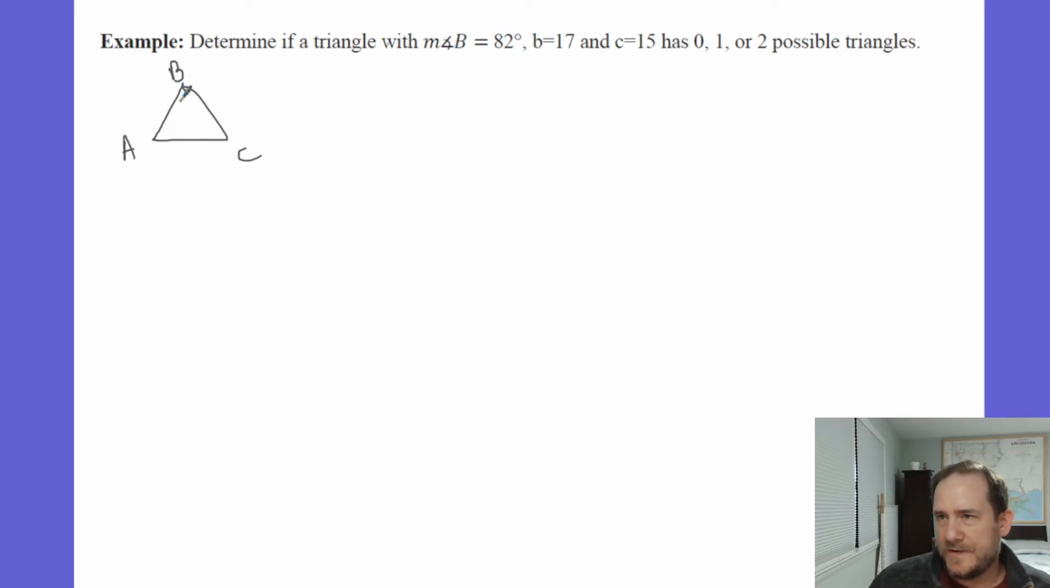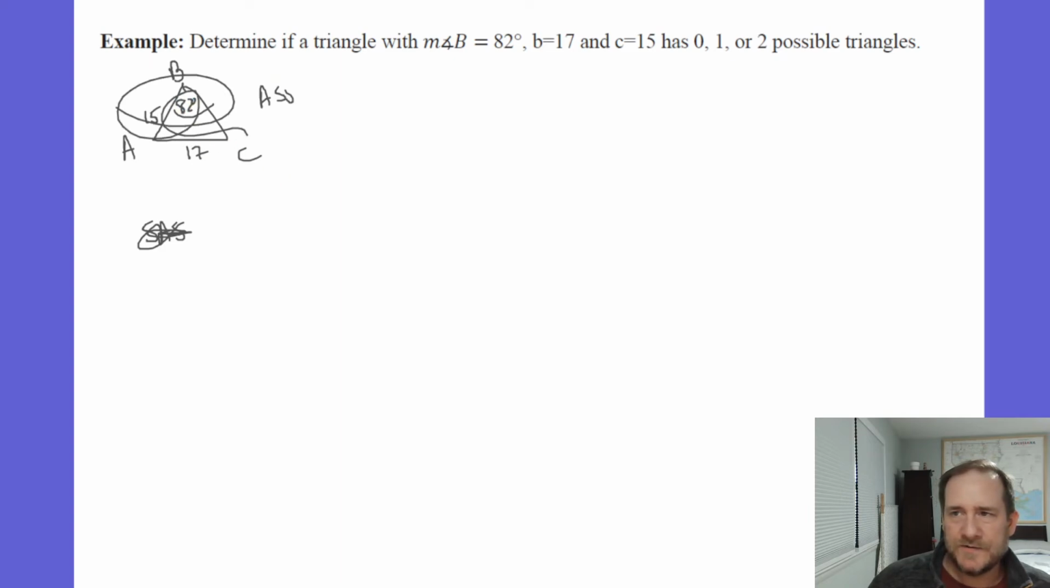They gave me angle B, that's 82. They gave me side B, that's 17. And they gave me side C, that's 15. So just a quick sketch shows you that yes, this is definitely ASS, as opposed to SAS, which is completely different, right? So I definitely have to worry about this. It might be 2 possible triangles.